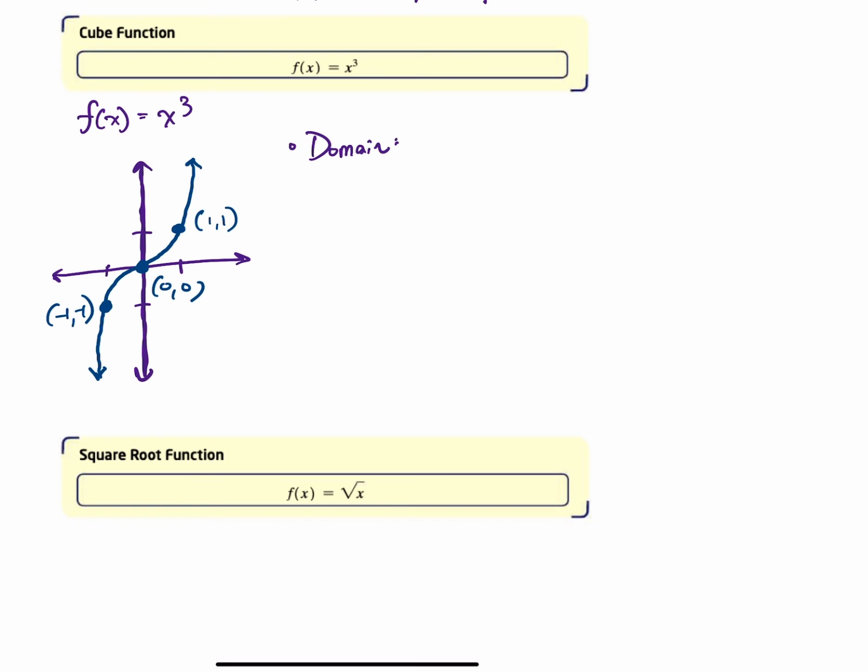The domain goes forever in both directions. This keeps going outwards to negative infinity, so from negative infinity to positive infinity. And same with the range. So unlike the square function, the cubic function covers all y values.